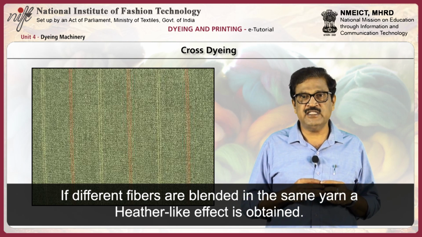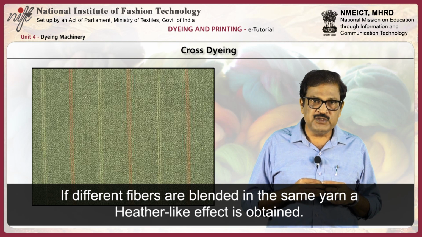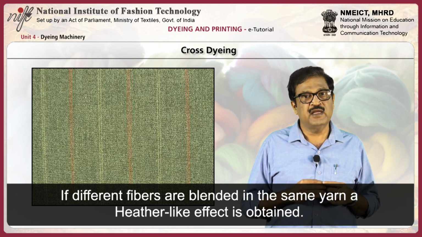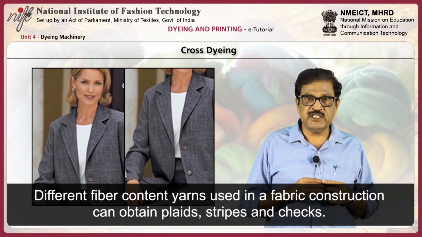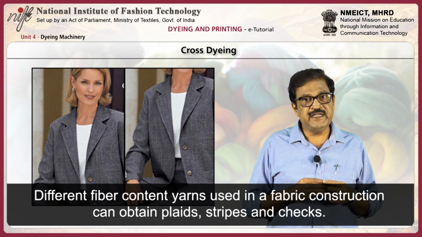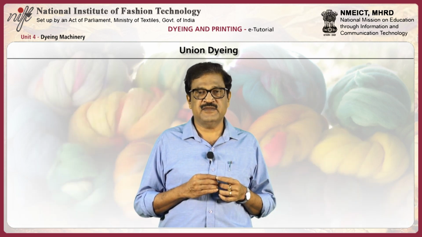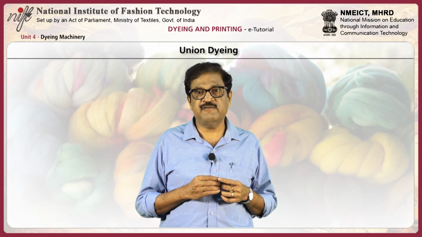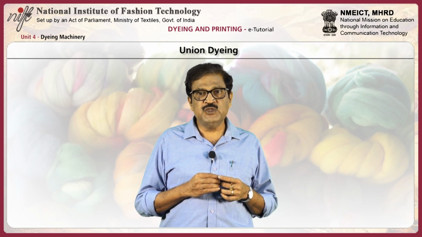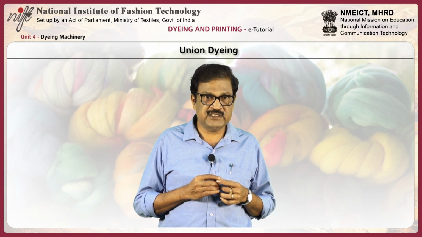This is one fashion effect which is normally used for winter jackets, and for the fabric which is used for melton. Different fiber content yarns used in a fabric construction can obtain plaids, stripes and checks. Union dyeing. This is also another concept, coloration of blended fabrics. It is used to achieve a single solid color in blended fabrics.